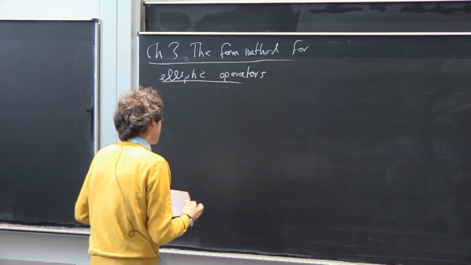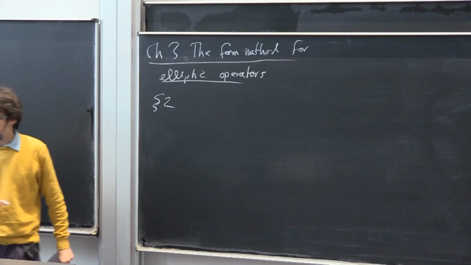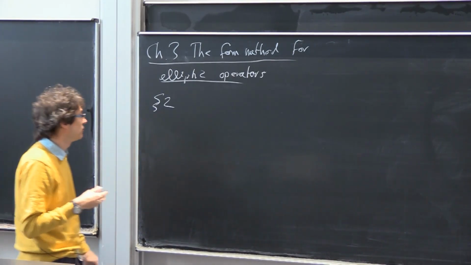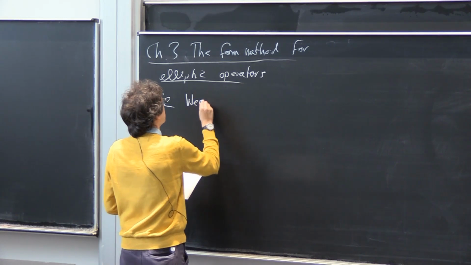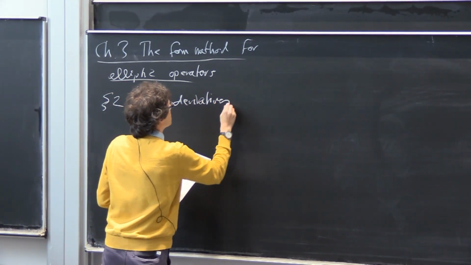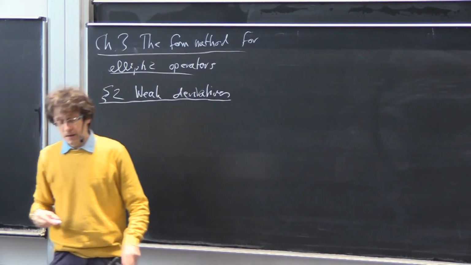Section 2 is about reconciling the notion of derivatives or of differentiability with L2, and this leads to so-called weak derivatives. So what we will do is weaken our notion of differentiability.